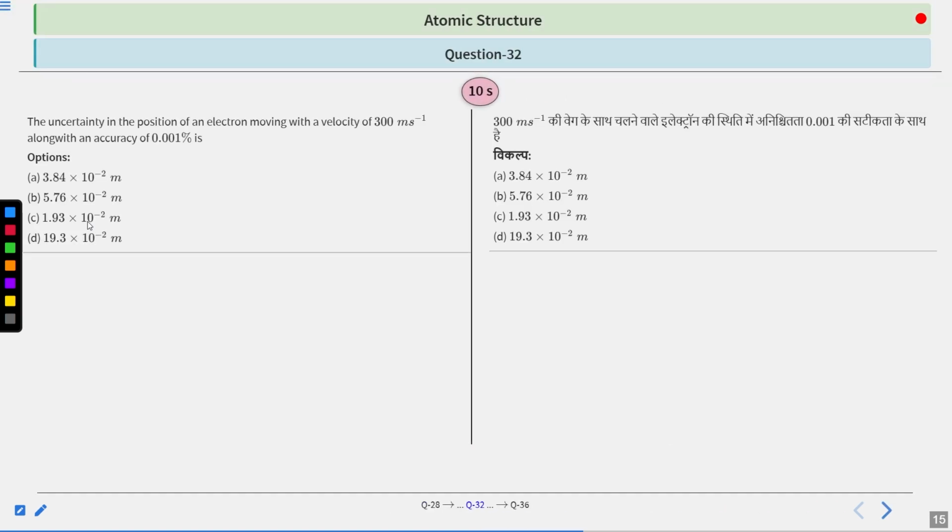Question number 32. Question number 32 says that the uncertainty in the position of an electron moving with a velocity of 300 meter per second along with accuracy of 0.001% is, options: A, 3.84 into 10 to the power minus 2 meter; option B, 5.76 into 10 to the power minus 2 meter; option C, 1.93 into 10 to the power minus 2 meter; and option D, 19.3 into 10 to the power minus 2 meter. So you have 10 seconds to solve this question. Your time starts now.